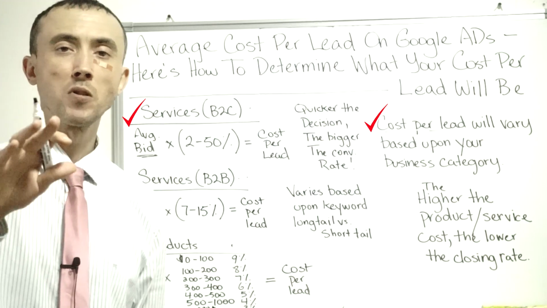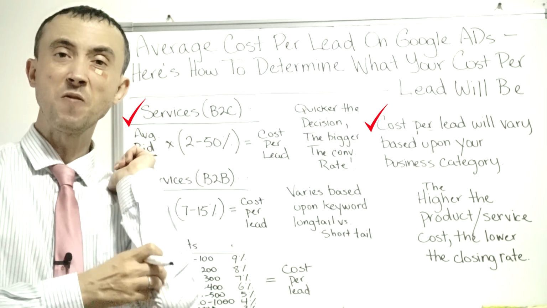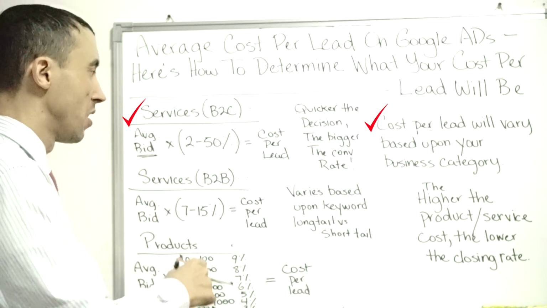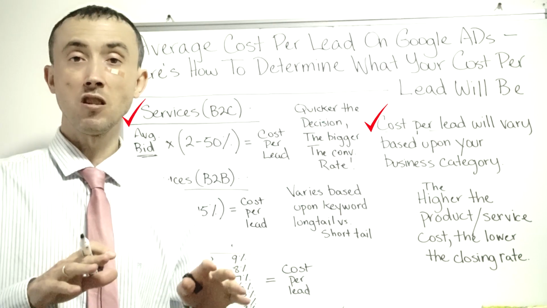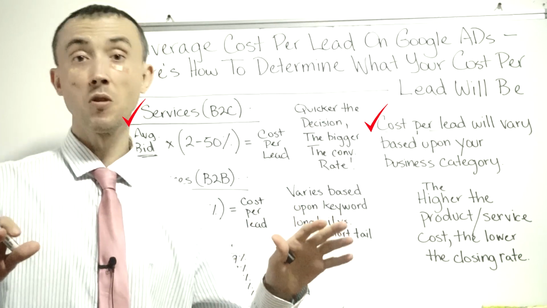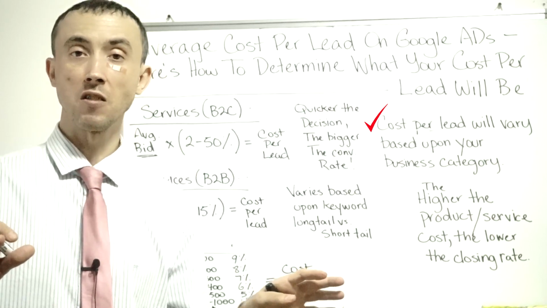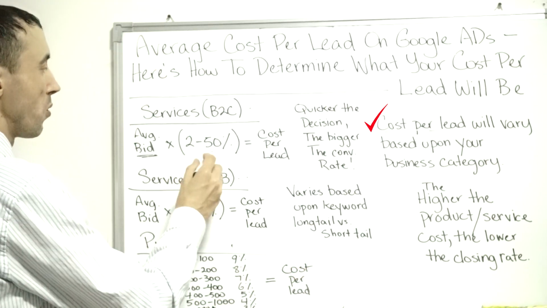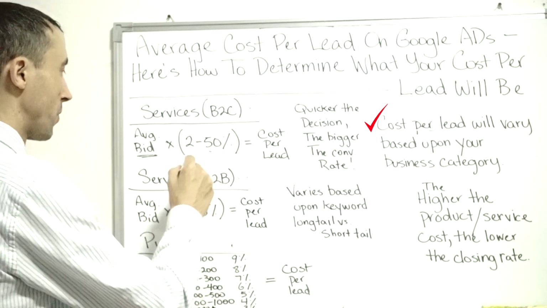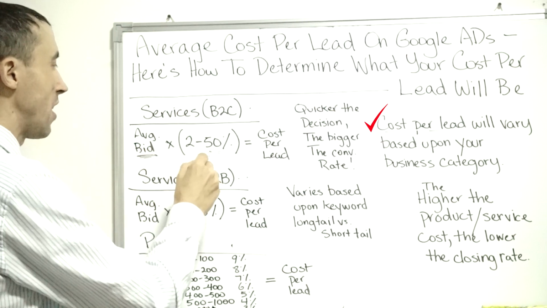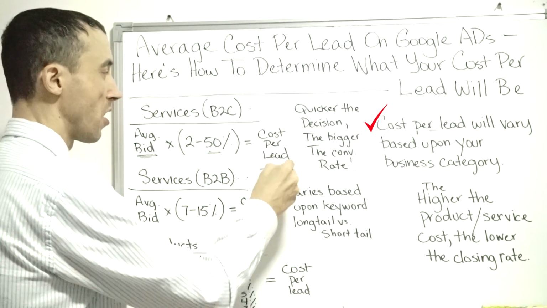To give you an example from the towing industry, we'll get conversion rates of 50, even 55, 60% sometimes. Why? Because if you're going to search towing services and get to the website, you're calling for all practical purposes. And that's why you can get a conversion rate of 60%. So in that particular instance, where people make a decision right away or they don't, we take our average bid, high range, times 50%, and that's going to be our cost per lead.